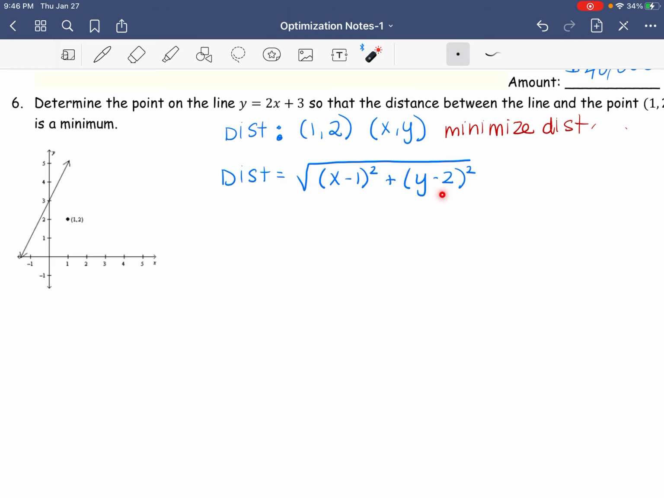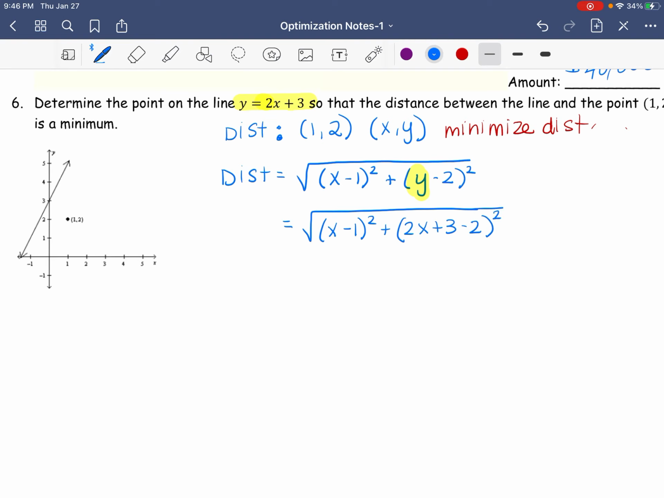That means this is the equation we need to take the derivative of. I really don't like that there are x's and y's in here, but I have something that we can use. We know that y is 2x plus 3. So before we take the derivative, let's substitute in. So x minus 1 squared remains the same, but now I have 2x plus 3 minus 2 squared. I really want to simplify this. Simplify it in as many or as little steps as you need. Second parentheses will become 2x plus 1 squared.